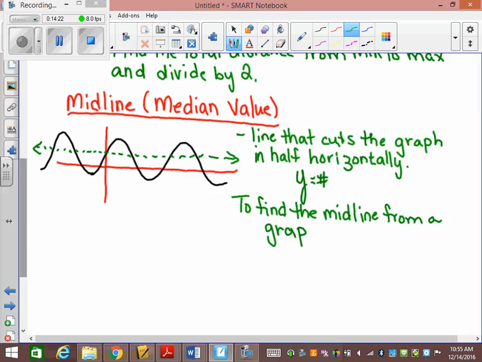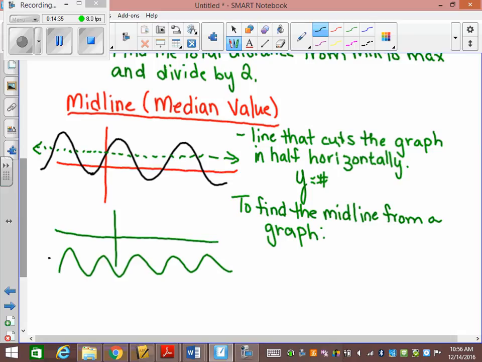Now the midline can be positive or negative, correct? If the graph is mainly above, it's going to be a positive midline. But if your entire graph was down here, like this, your midline is going to be at like y equals -5 or something, okay? So your amplitude always has to be positive, but your midline doesn't have to. This one could be y equals 3, this could be y equals -5, right? So it's just the horizontal equation that cuts that graph in half.